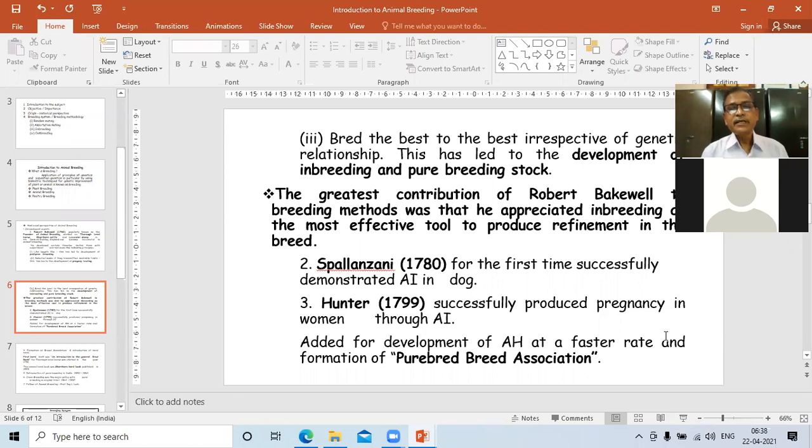So next, the greatest contribution of Robert Bakewell to breeding methods was that he appreciated inbreeding as the most effective tool to produce refinement. So this is what he used: breed the best to the best irrespective of genetic relationship.